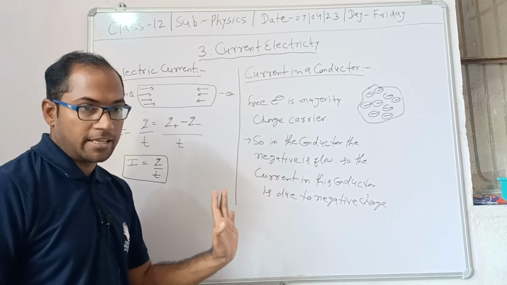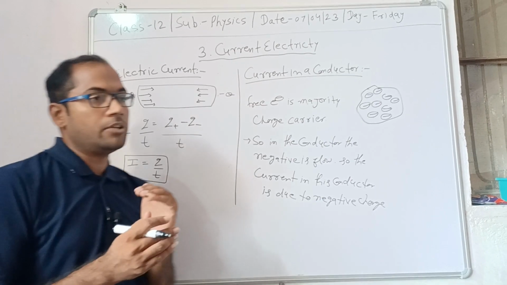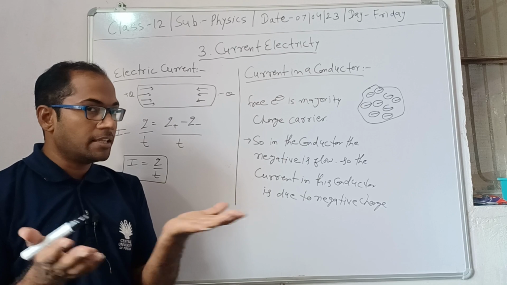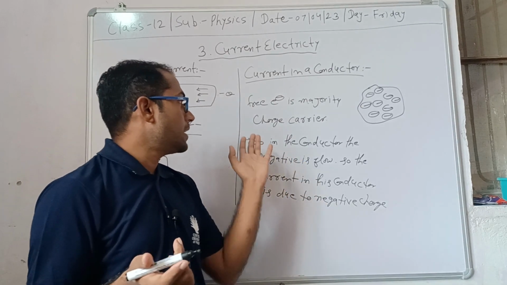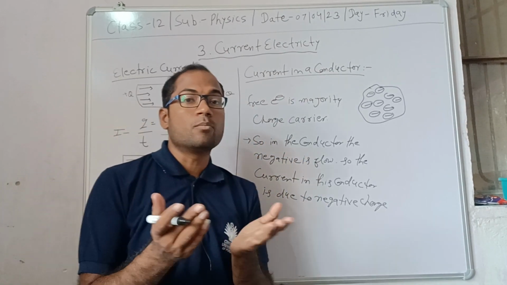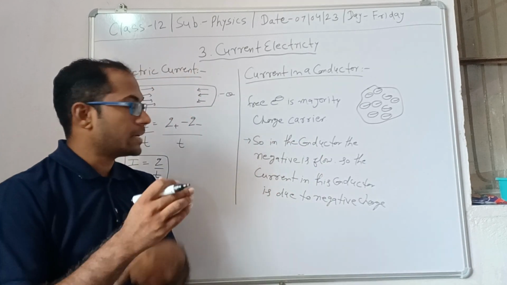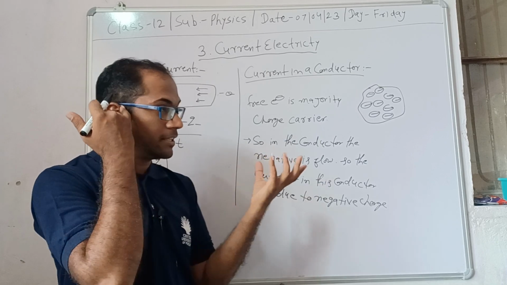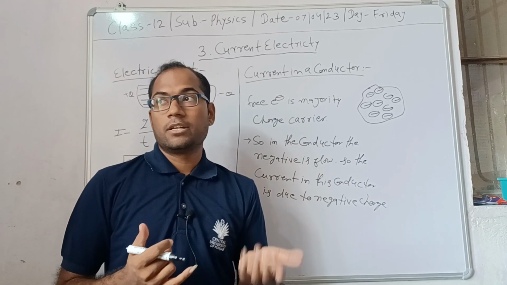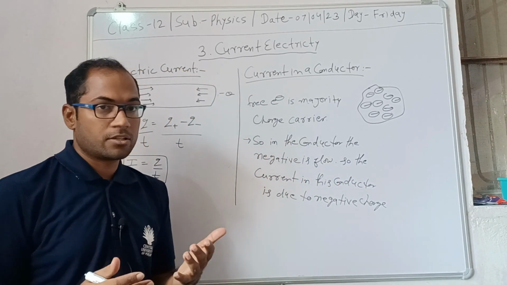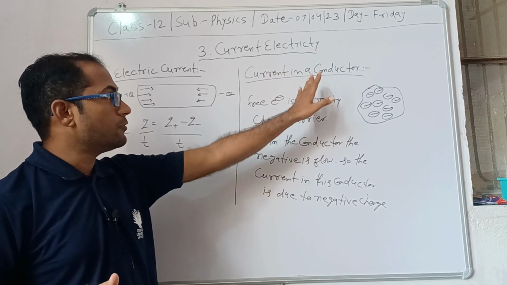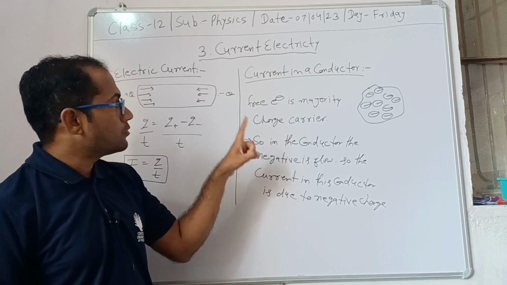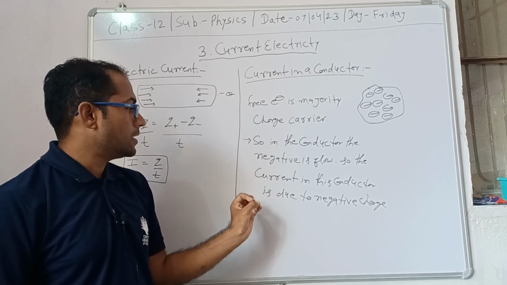But if you discuss a semiconductor, in a semiconductor the positive and the negative charge carriers are both in majority. So in the semiconductor both charges flow. The negative charges flow as electrons and the positive charges flow as holes. But we are discussing only conductors, so we consider the negative charge carriers to be only electrons.